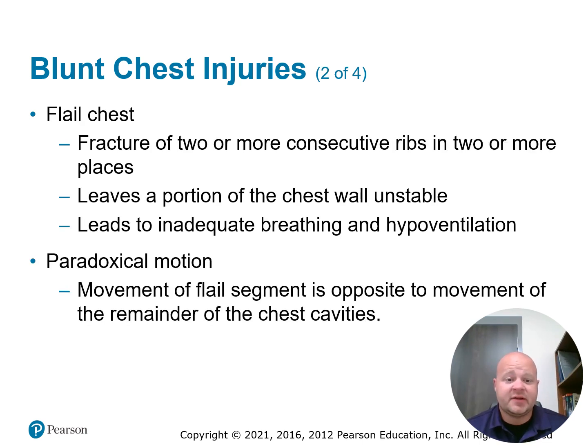Flail chest, that's what I was talking about earlier. That's where a fracture of 2 or more consecutive ribs in 2 or more places happens. That leaves a portion of the chest wall unstable. So that's where we see something called paradoxical motion. That flail segment is moving opposite. When we take a breath in and our chest is expanding, that section of the chest wall is going to move in due to the change in pressure, and it's not connected to the rest of the tissue.